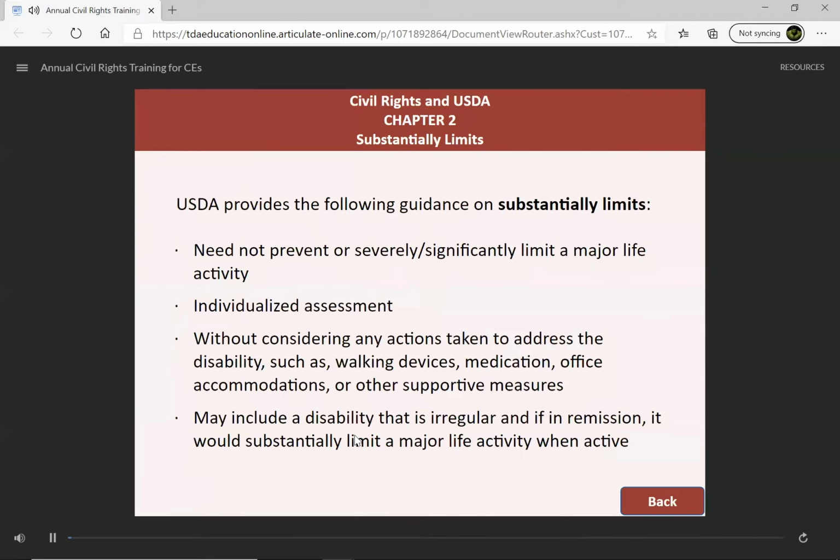Substantially limits. USDA provides the following guidance on substantial limits. Need not prevent or severely or significantly restrict a major life activity. Individualized assessment without considering actions taken to address the disability, such as walking devices, medication, office accommodations, or other supportive measures. May include a disability that is irregular, and if in remission, it would substantially limit a major life activity when active.